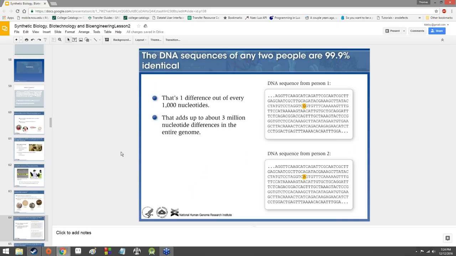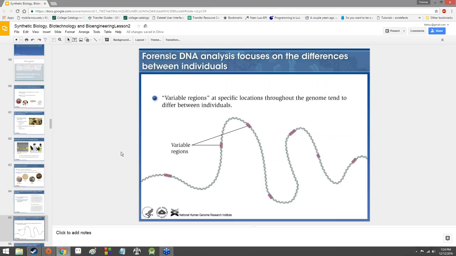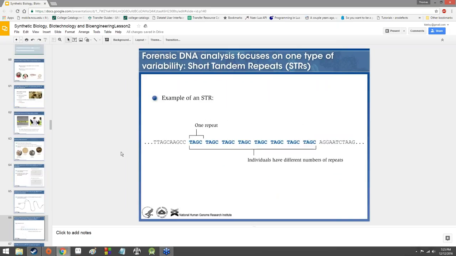And again, as we've established before, the DNA sequences of any two people are 99.9% identical. That's one difference out of every 1,000 nucleotides, so about 3 million nucleotide differences in the entire genome. There are certain variable regions that exist in individuals, regions of DNA that are reliably different or reliably unique, at least. And those are the ones they tend to focus on.